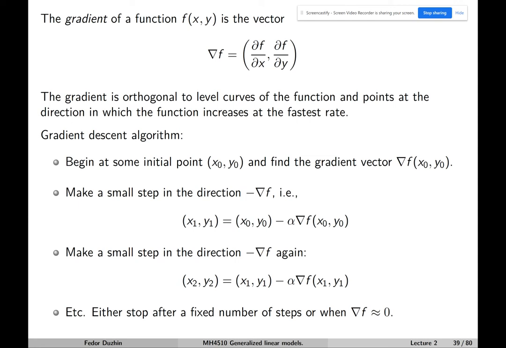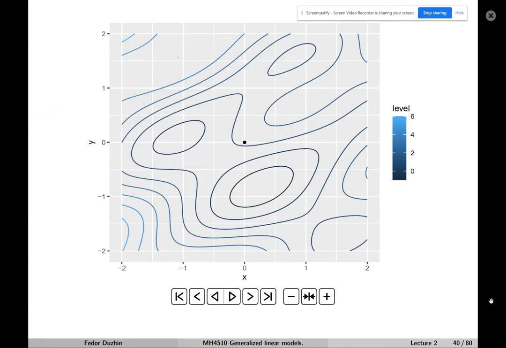So here are some illustrations of what it looks like. These are level curves of our function, and let me run the gradient descent algorithm. It looks like a movie. We go step by step, and eventually we end up at a local minimum here. If we begin with a different point, then we end up in a different local minimum. Notice that now we are moving towards a different local minimum.